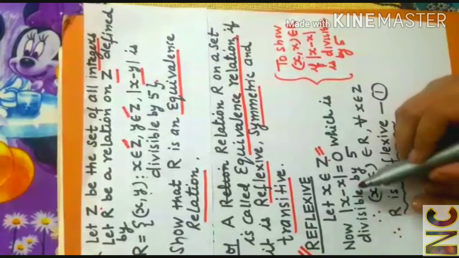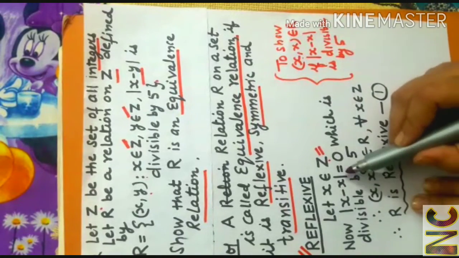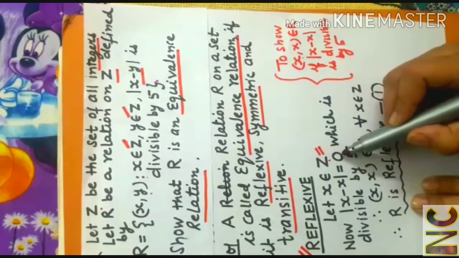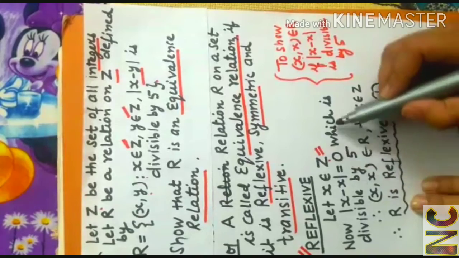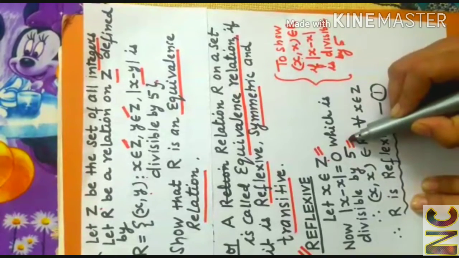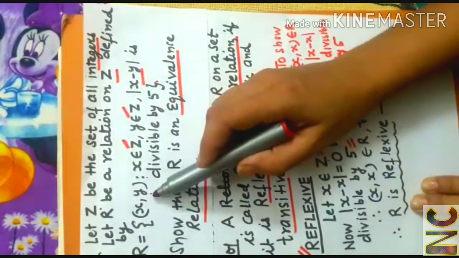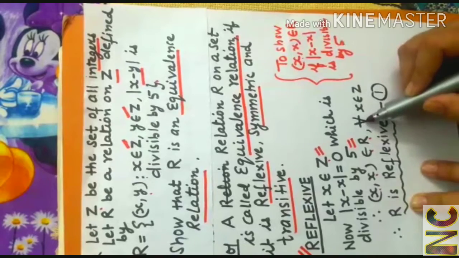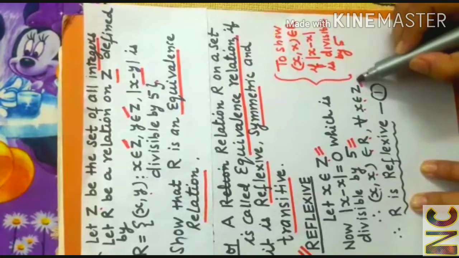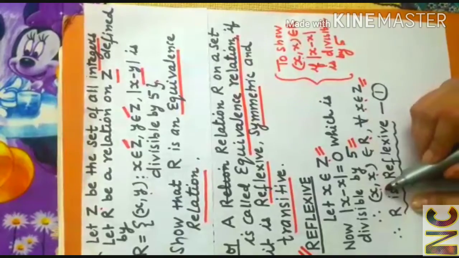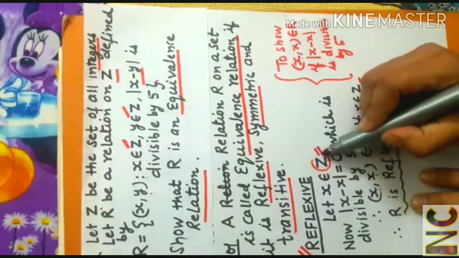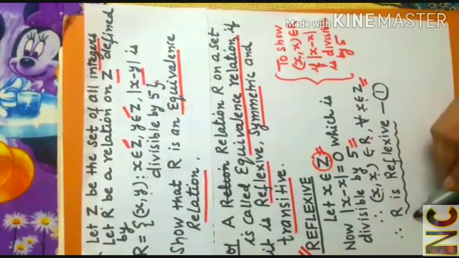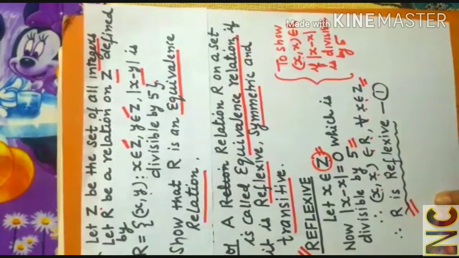Now look here, x minus x is 0 and absolute value of 0 is 0. And we know that 0 is divisible by 5. So by definition of the relation R, x, x will belong to R for all x which belong to the set of integers. And this means that every element of this set is related to itself. Therefore, relation R is reflexive.